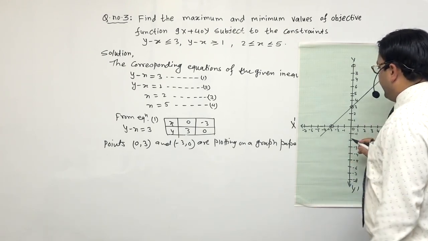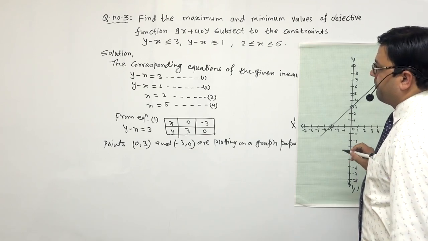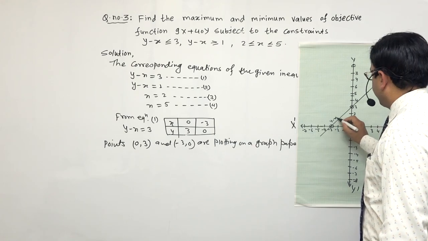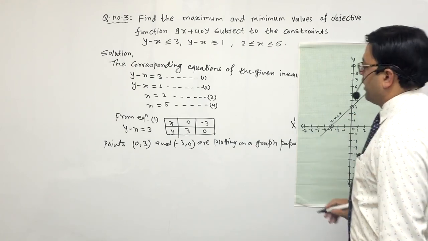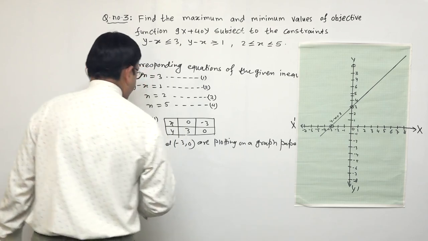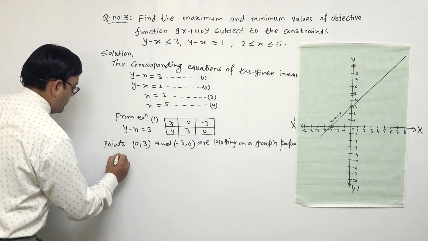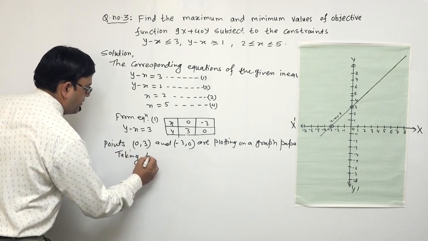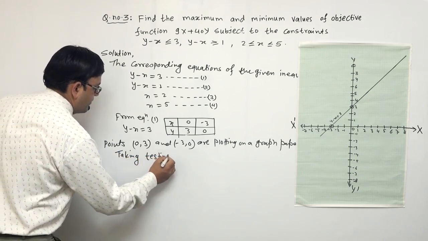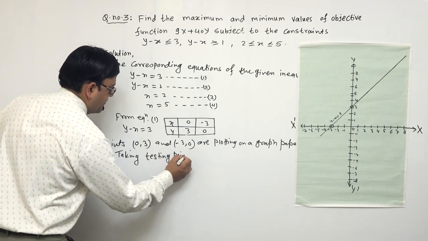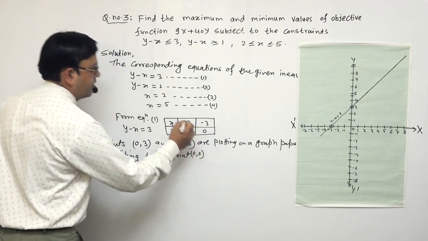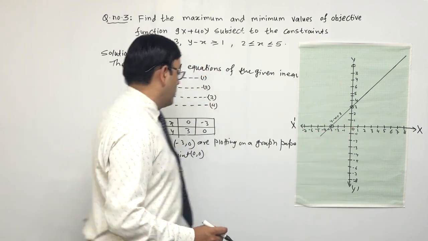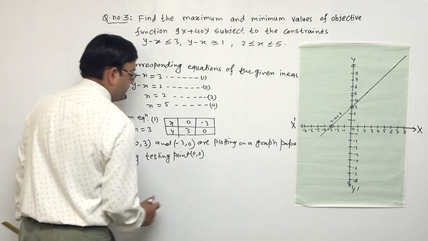And the name of this line is y minus x is equal to 3. Now let us take a testing point, 0 0, because this line also doesn't pass through the origin. So we can take the testing point 0 0.